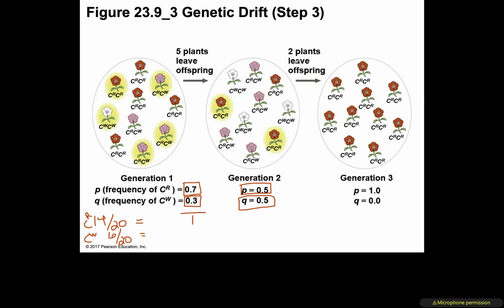Then we end up with all red alleles. So this is that case where I was telling you that it could zero out. 100% or 1.0 of the population are red alleles, and 0%, which is 0.0, of the population are white alleles. We now have no white alleles in this population. So this is an example of a smaller population where you can lose alleles out of the population.